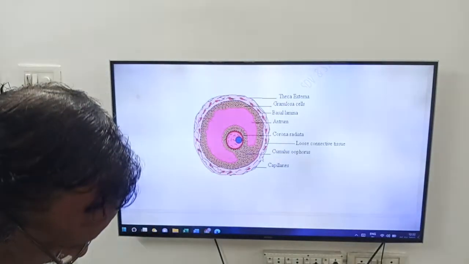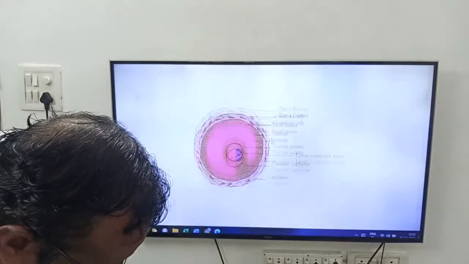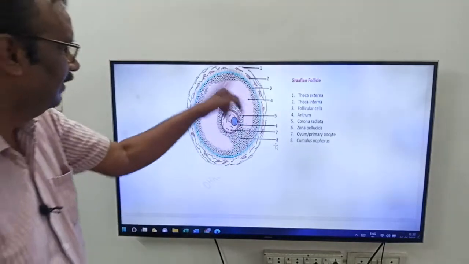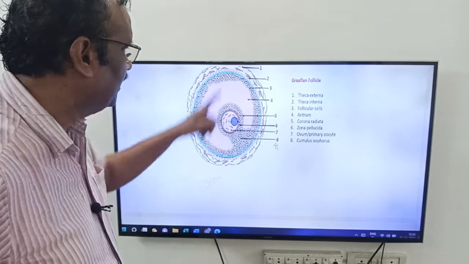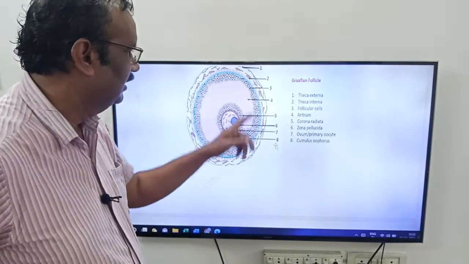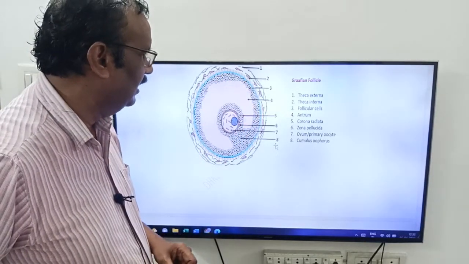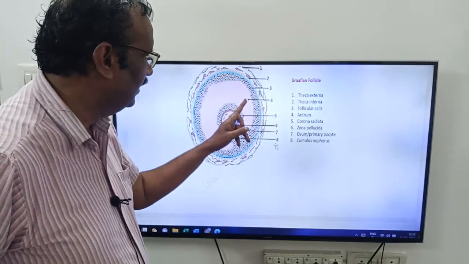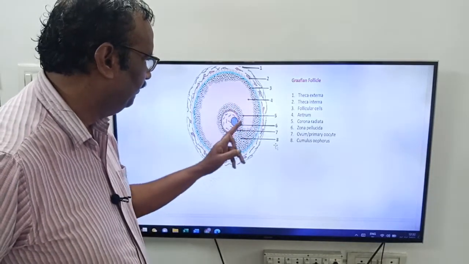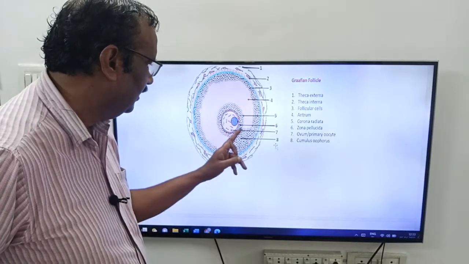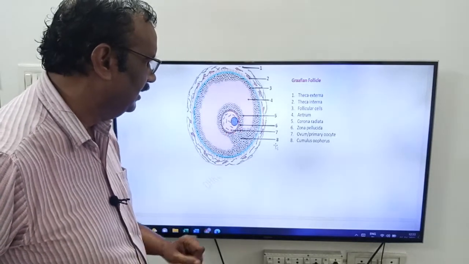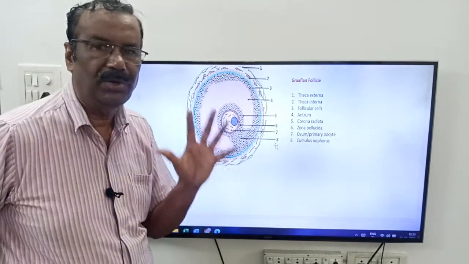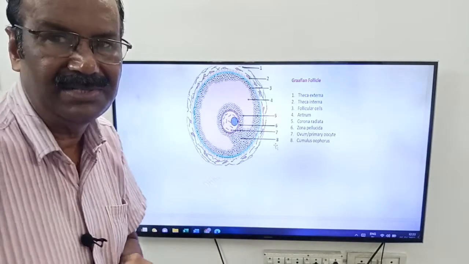In another diagram or another image you have to see, friends. See, here you see once again. The first one is what, friends? Theca externa. Second one is theca interna. Third one is what, friends? Follicular cells. Fourth one, this is antrum. Fifth one, corona radiata. Sixth one, zona pellucida. Seventh one, primary oocyte. Eighth one, cumulus oophorus. You have to learn these names by heart, friends.